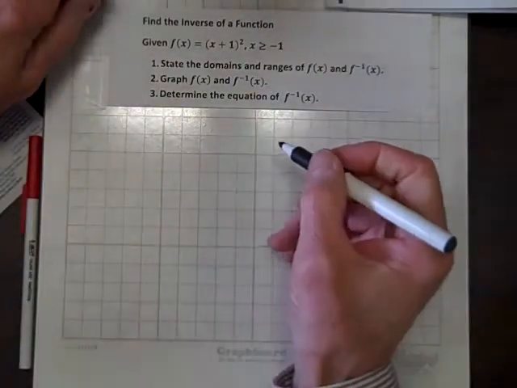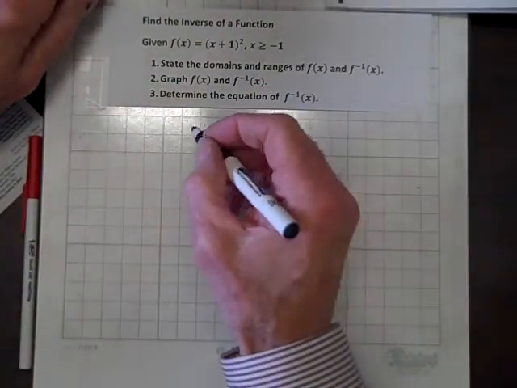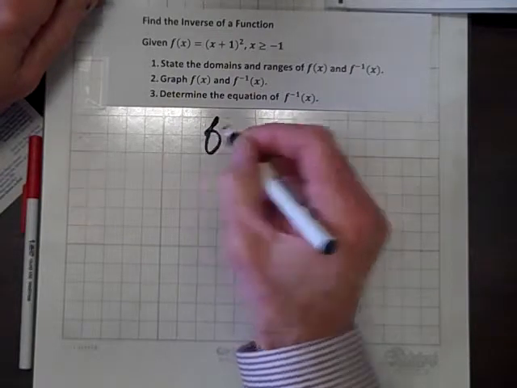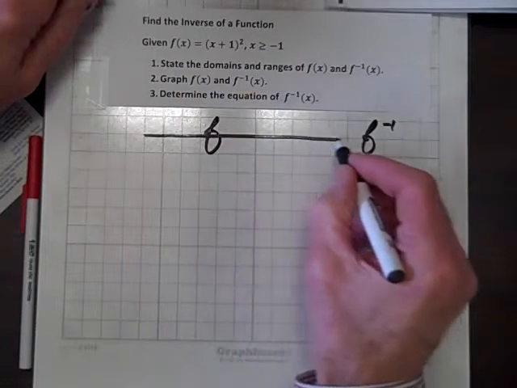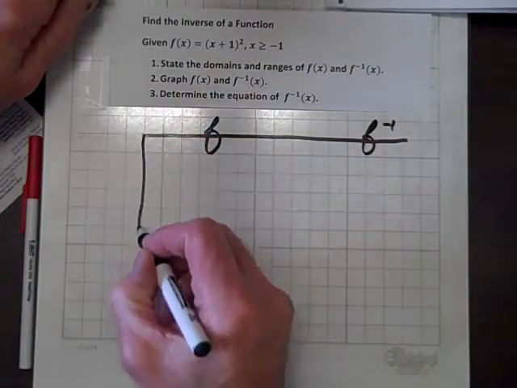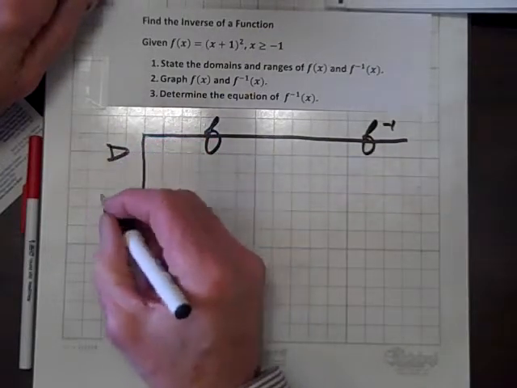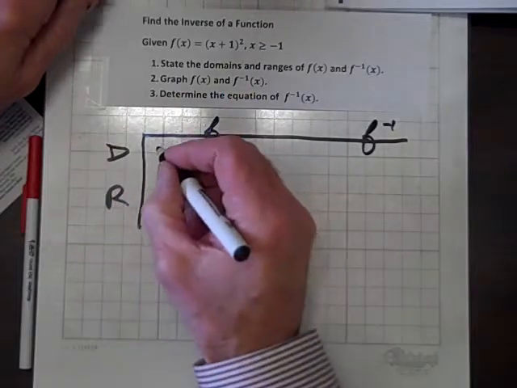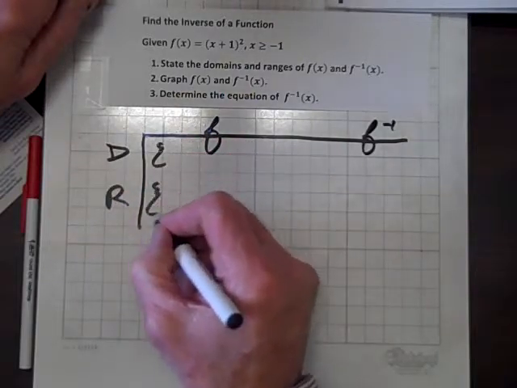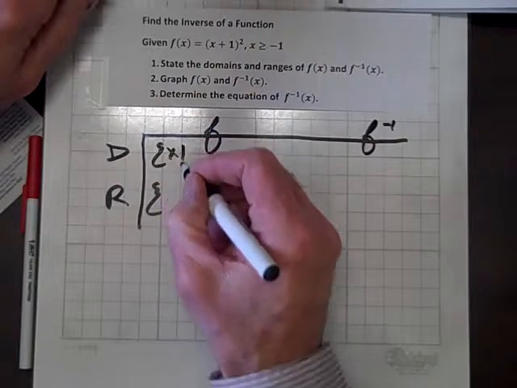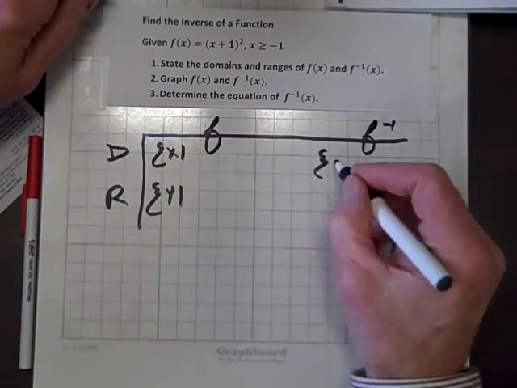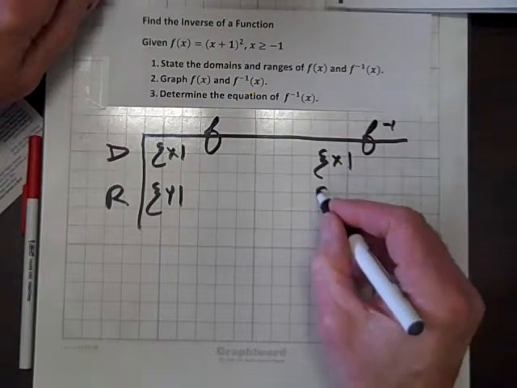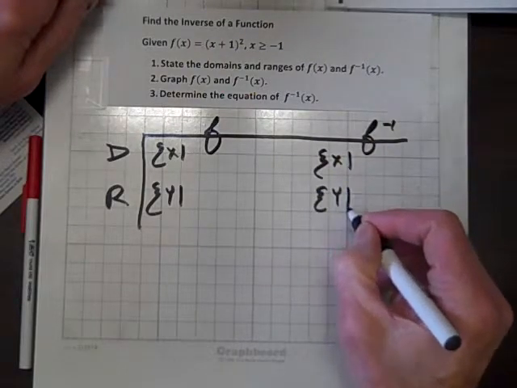So, f, f inverse. D for domain, R for range. Let's see. This is going to be x such that, y such that, for f inverse x such that, y such that.